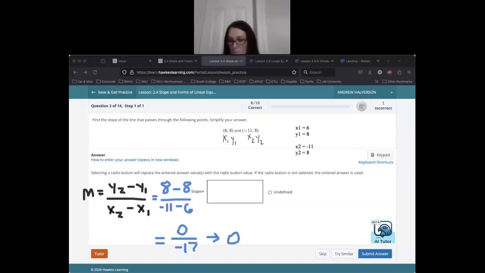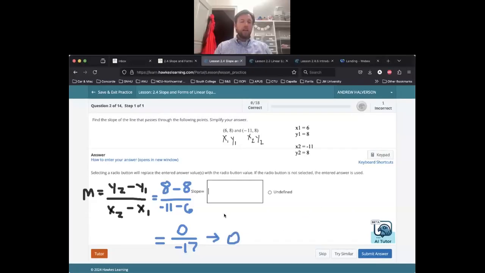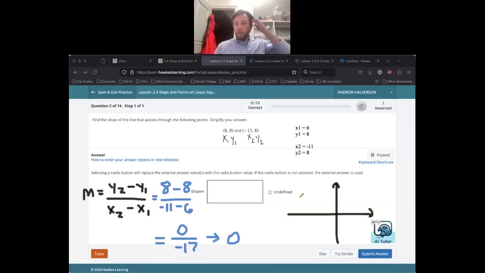So what are we dealing with? If we get a 0 slope, what are we dealing with? If we were to plot this out, let me do the ordered pairs. 6, 8 is right here. Negative 11, 8 is over here, and we connect the dots. What shape is that? A horizontal line. A horizontal line has a slope of 0.